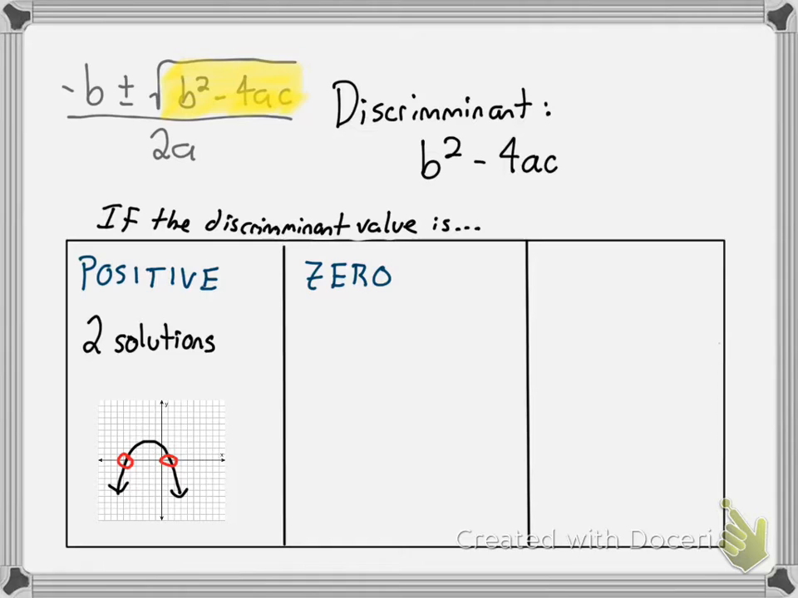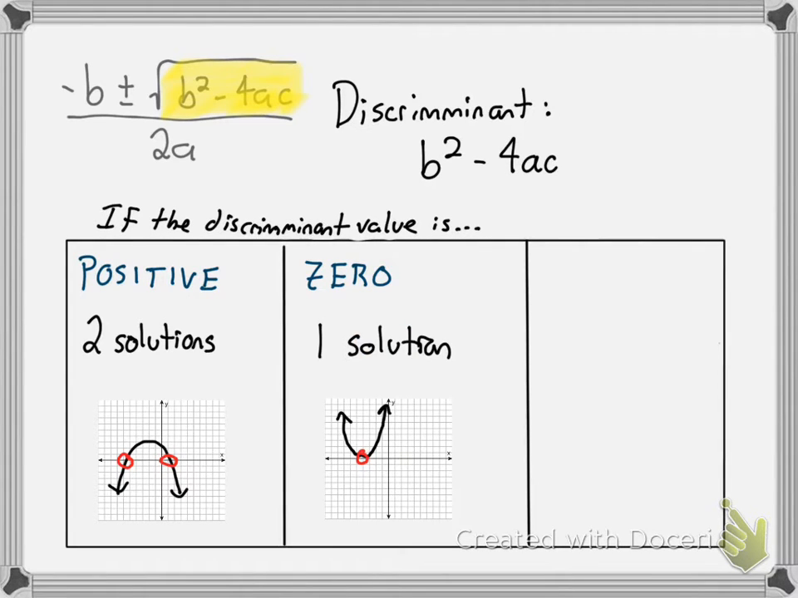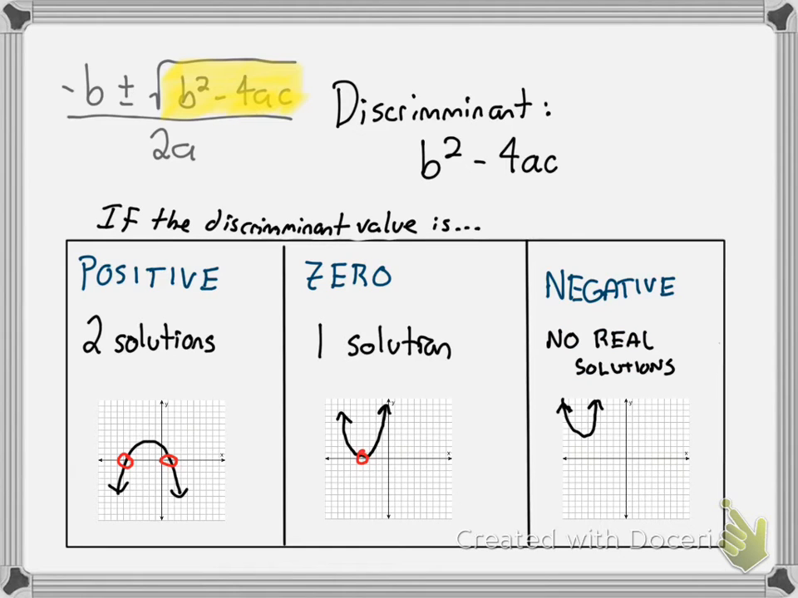If your discriminant is equal to 0, like that problem that we just did, your graph would only have one solution, or it only touches the x-axis once. Finally, if your discriminant is negative, you would have no real solutions on your graph. So it would never cross that x-axis. I could have imaginary solutions, which is going to be the last thing that we cover in this unit.